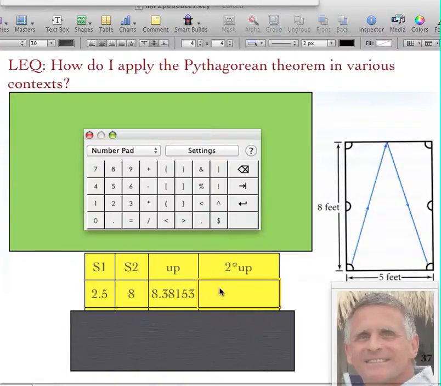Going into the other cell, because it's an up and back, I'm going to double that. I start with an equal sign and I take 2 and multiply it times the cell where the 8.38 is in, and the green check mark gives me the answer of 16.763. So there's an application of the Pythagorean theorem.